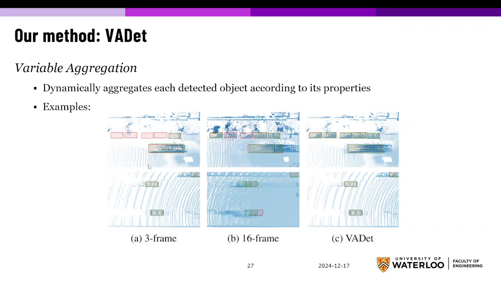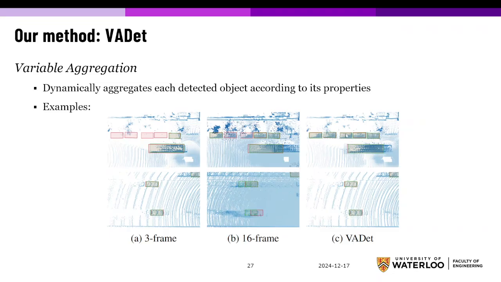From left to right, we have the 3-frame input, which will appear very sparse, especially for those stationary objects on the top, which are occluded by this bus over here. And the 16-frame input, which is very dense, including even the ground points, they're extremely dense. And for dynamic objects, you can see that we have a very distorted point cloud with long smudges behind the actual object.